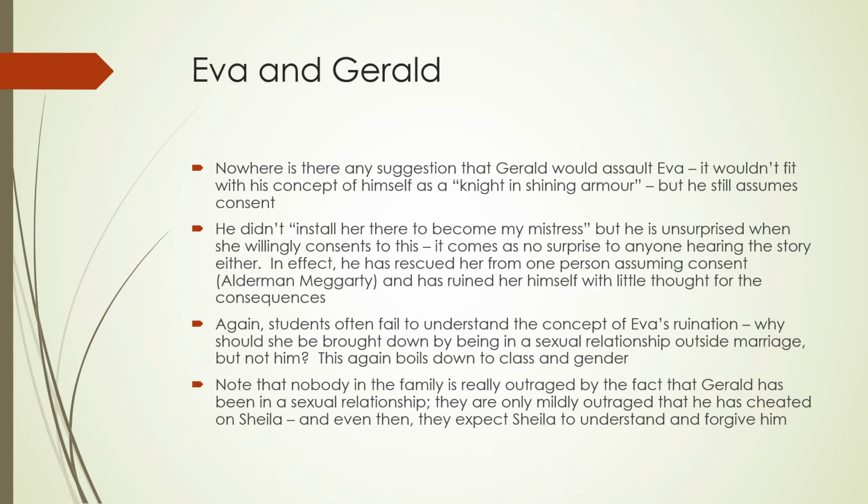Now, note as well that nobody in the family is really outraged by the fact that Gerald has been in a sexual relationship. They are only mildly outraged that he's cheated on Sheila, and even then they expect Sheila to understand and forgive him. In modern times, you'd have this idea that if someone's cheated on someone else, get rid of them, they're not worth it. Try to imagine that if you've been cheated on, would your parents expect you to understand and forgive that person who's cheated on you? Probably not now, but that is what was expected in Edwardian times, and especially of the woman of the family.